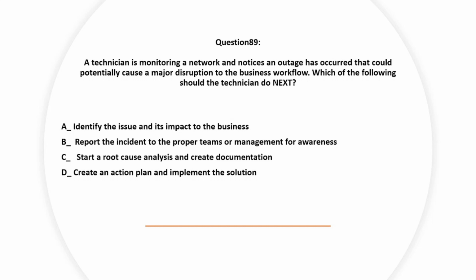Okay, here the question is a technician is monitoring a network and noticed an outage has occurred that could potentially cause a major disruption. The technician is not really sure what's going on and what the issue should be. I think the first answer is correct, identifying the issue and its impact to the business. First of all, the technician needs to find out what the issue is and what the impact of this issue is to the business. So let's see the answer. Yeah, the right answer is answer A, identify the issue and its impact to the business.